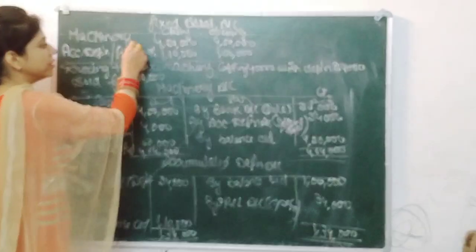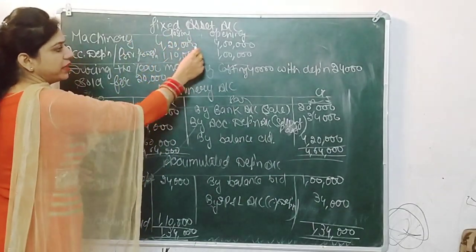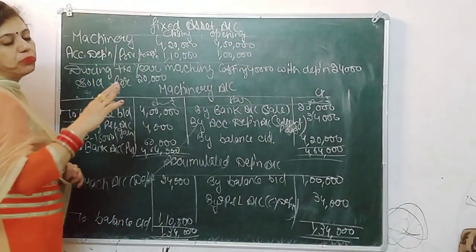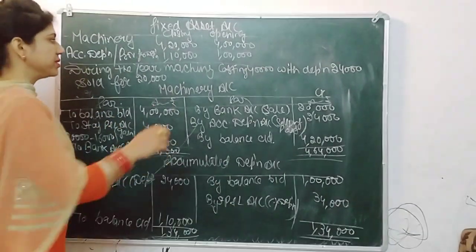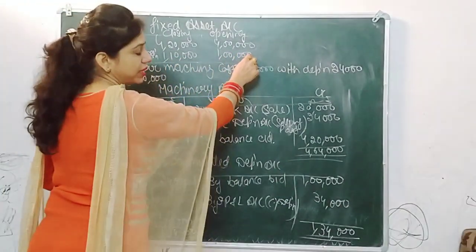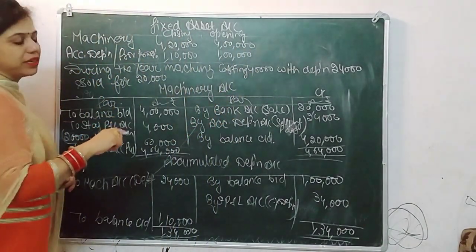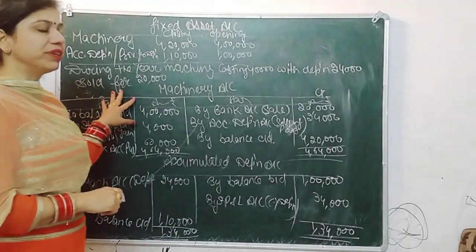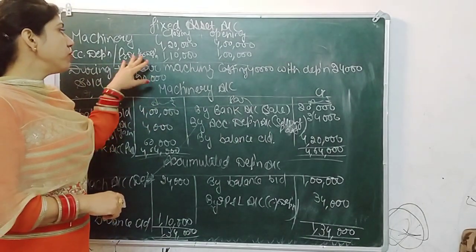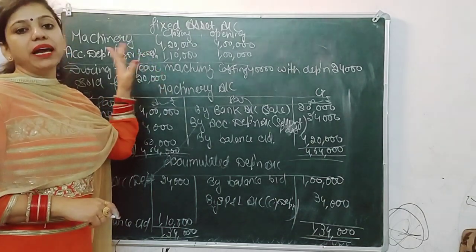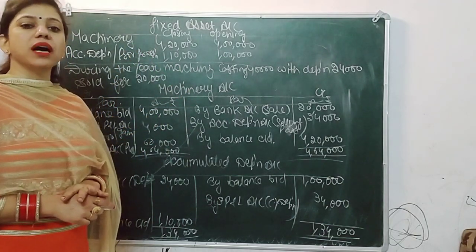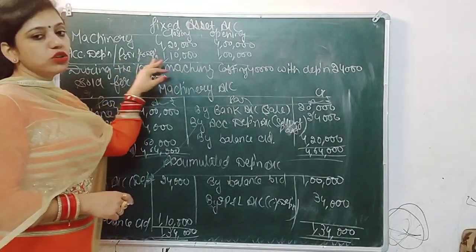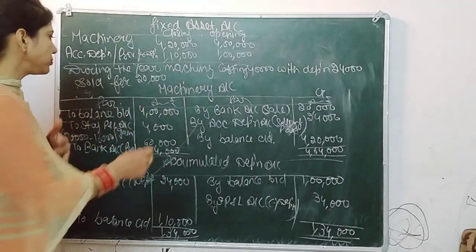For example, we have a machinery closing balance of 4,20,000 and opening balance of 4 lakh. Accumulated depreciation or provision for depreciation, both are the same thing: 1,10,000 and 1 lakh. Now the adjustment is given during the year. There can be two types of treatment regarding the fixed assets account. First, when the depreciation balances are given, and second, when the balances of depreciation are not given. So I am doing the first part, when the balances of depreciation are given in the question.